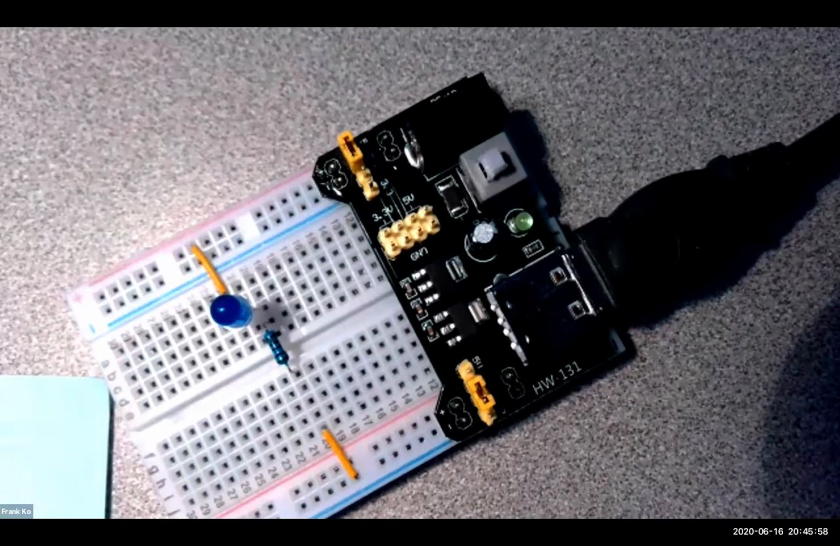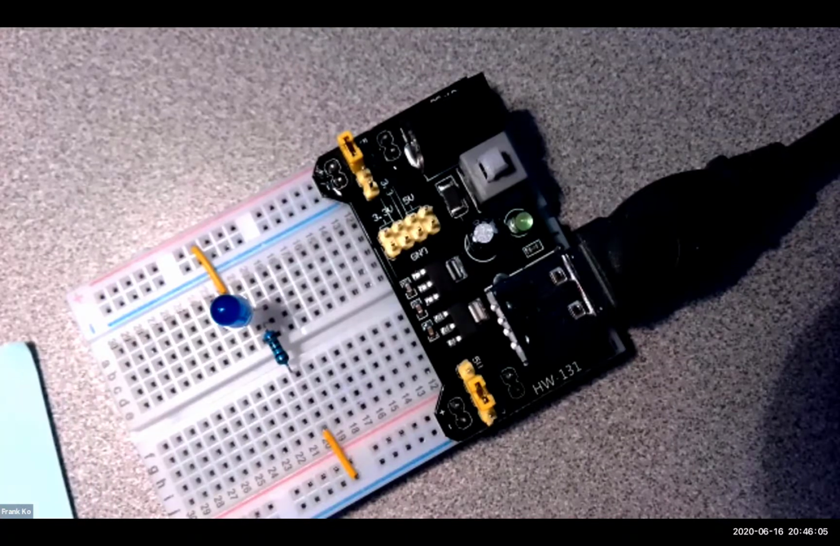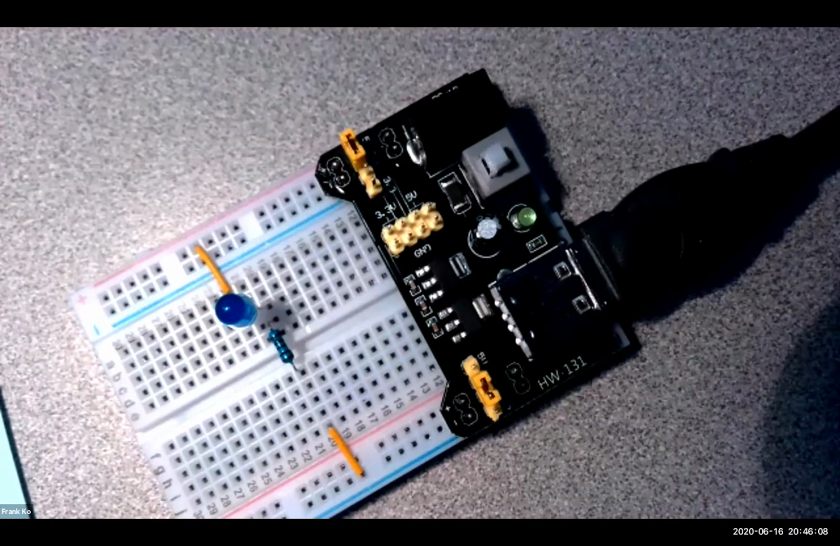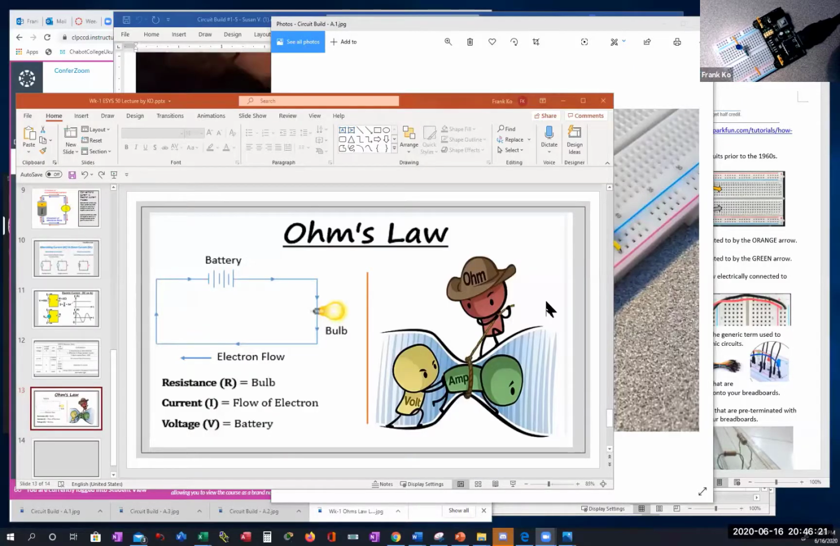Well, let's go back for a moment to this picture. You're still looking at my, let me go to my share screen, I'm sorry. Go here and go here and go here. So on my share screen, you can see our little cartoon symbols. If we change the value of resistance, we change how tight that lasso is around that tube that restricts the amount of current that flows. So the amount of current that flows is what determines how bright your LED will be.